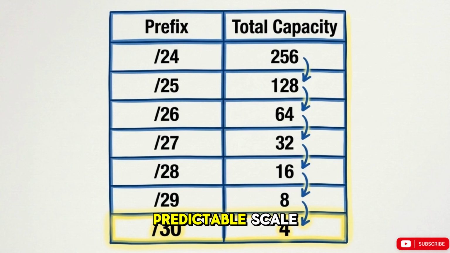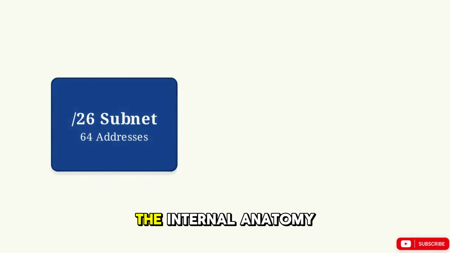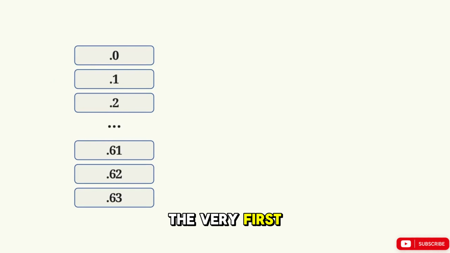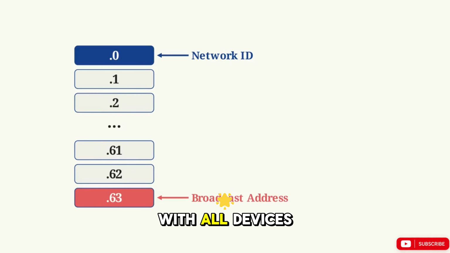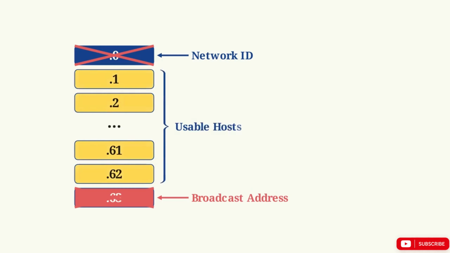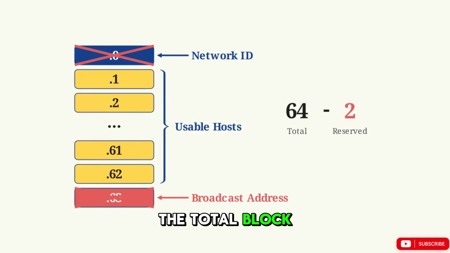This creates a predictable scale. As your prefix rises from /24 up to /30, your total host capacity per network drops from 256 down to just 4. Inside any of these newly created blocks, the internal anatomy is strict. The very first address is the network ID, identifying the subnet itself. The very last address is the broadcast address, used to communicate with all devices in that block. Because these two addresses act as structural bookends, neither can be assigned to a computer or router. You must always subtract 2 from the total block size to find your actual usable host IP addresses.